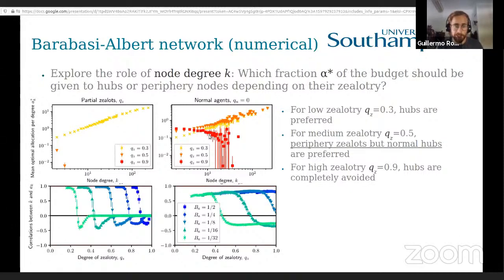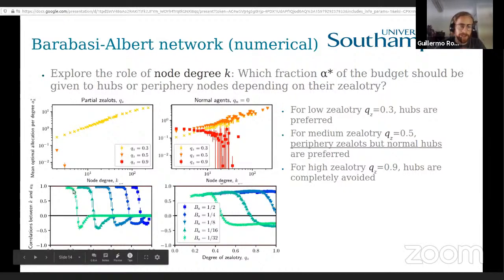So we extend this analysis to the whole range of QZ. Here we show the correlation coefficients between node degree and allocations. Let's look at the Zealots on the bottom left. We see that for low Zealotry, there is a very high correlation, almost equal to 1. So hubs are preferred. Then there is a transition where the correlation goes negative, so periphery nodes are preferred, and then it goes to 0 because Zealots are avoided.